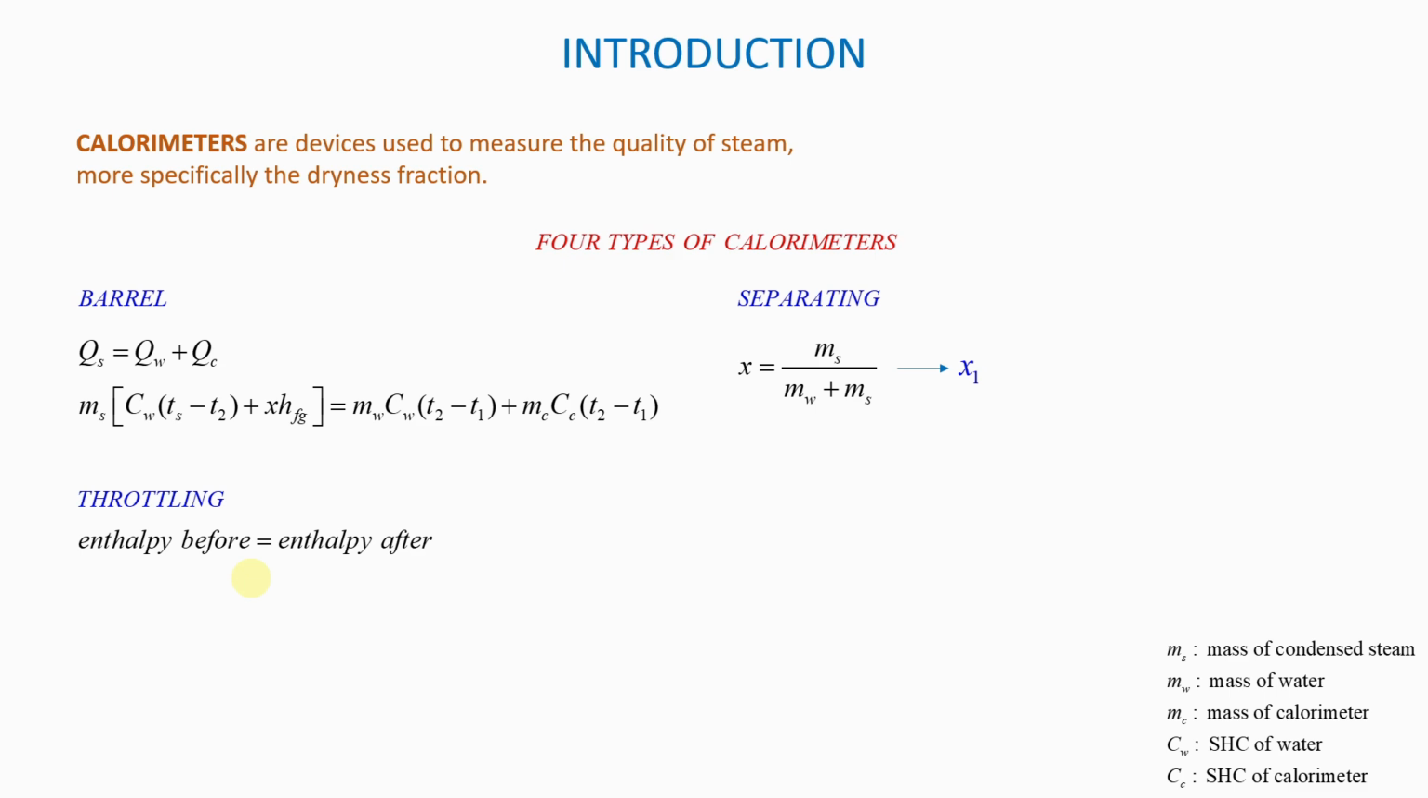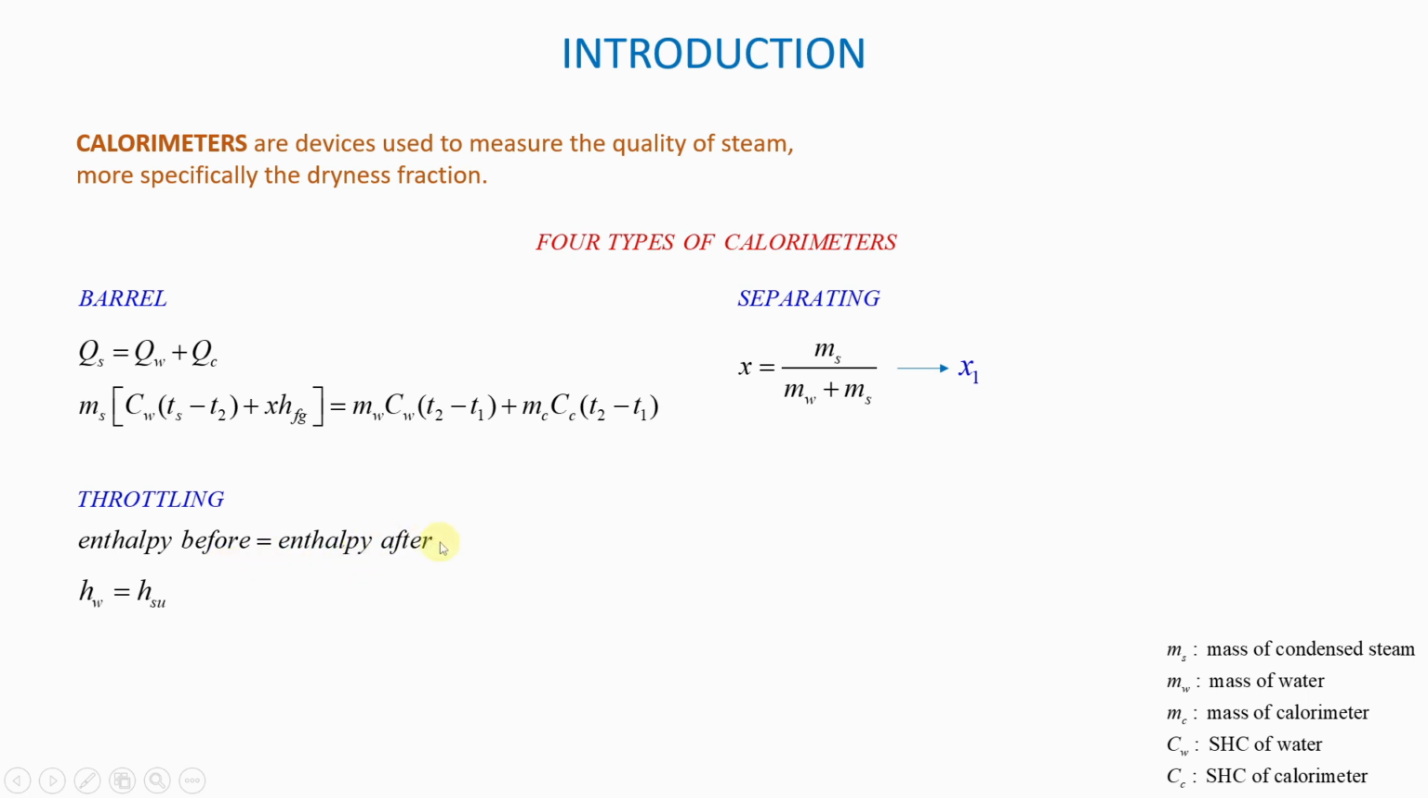Now when you're dealing with a throttling calorimeter, the enthalpy that you have before is that of wet steam, because the steam is wet before the throttling calorimeter, and then it is superheated after the throttling calorimeter. That is why we say that the enthalpy of the wet steam before the throttling calorimeter is equal to the enthalpy of superheated vapor after the throttling calorimeter, because enthalpy before throttling is equal to enthalpy after throttling.